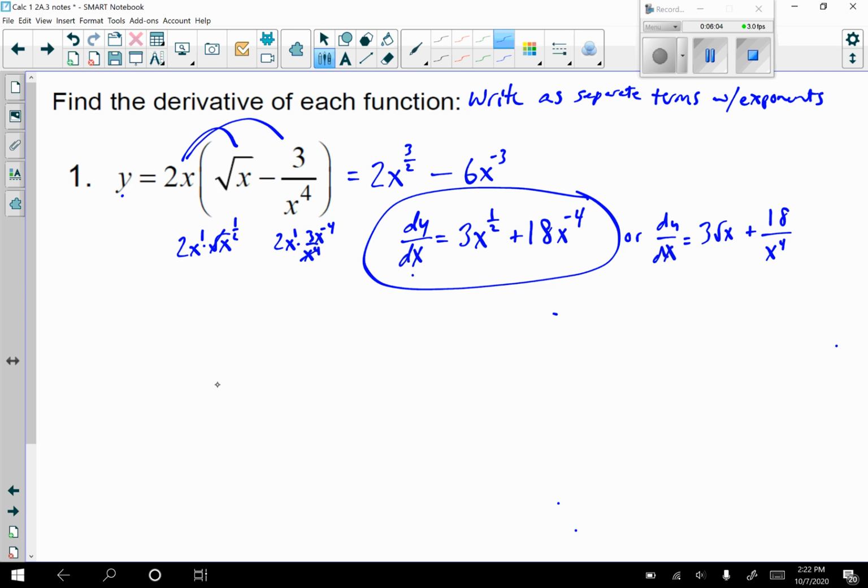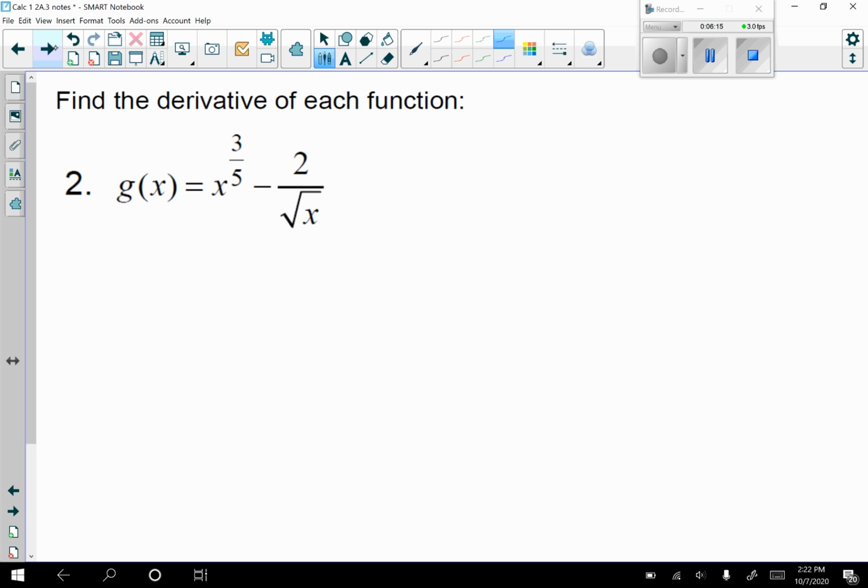So if you're going to plug another number in next, maybe the second one is better. You at least have to understand that to plug the number in. But you can keep these with fractions and negatives. All right, number 2. Same thing. We have x to the 3/5. The second one is not written as a term with an exponent. So this one, instead of 2 over root x, we're going to write 2x. Over means negative exponent. Root means 1/2. So that means the same as 2x to the negative 1/2.